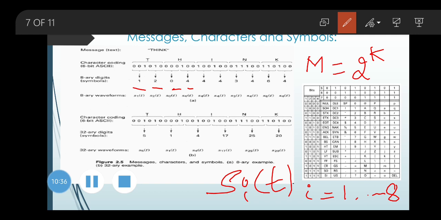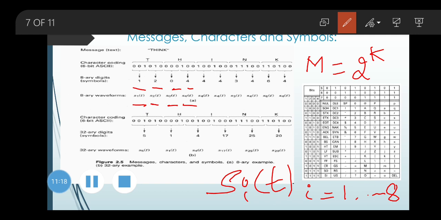Now what is the value of i for the first group? It is 1. Whatever decimal equivalent value we have got here, the same symbol we have to rewrite as S1(t). Then we have the next one, S2(t). Then we have S0(t), where the value of i is now 0. Then we have S4(t), where the value of i is 4. Likewise we write it for the next ones: S4(t), S3(t), S4(t), S6(t) and S4(t).